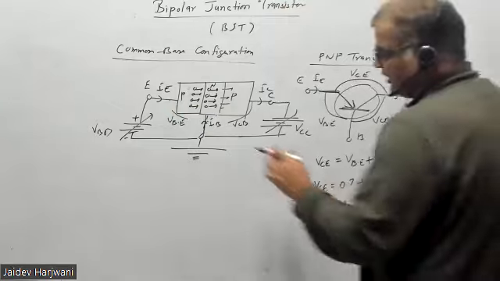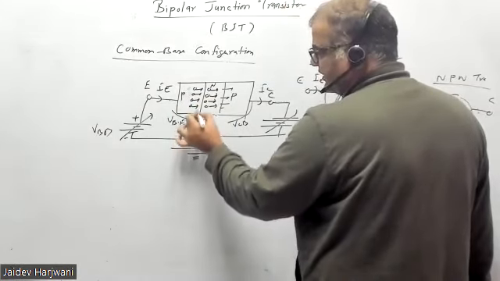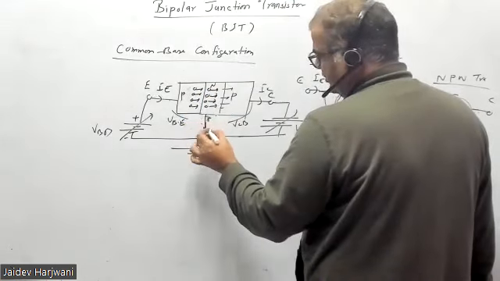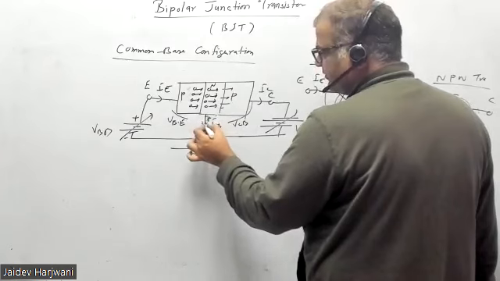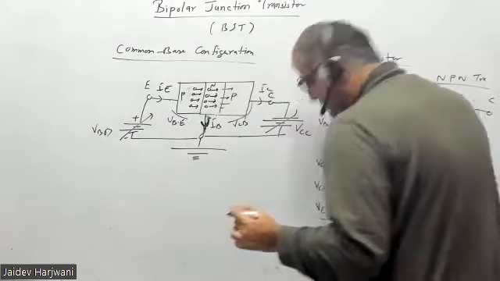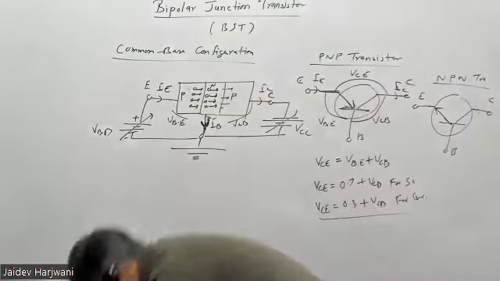Electrons are reducing, so these electrons should come from here. So electron movement is here, which means your IB should go down. Basically, your IE should be equal to IC plus IB. That point you have to remember.